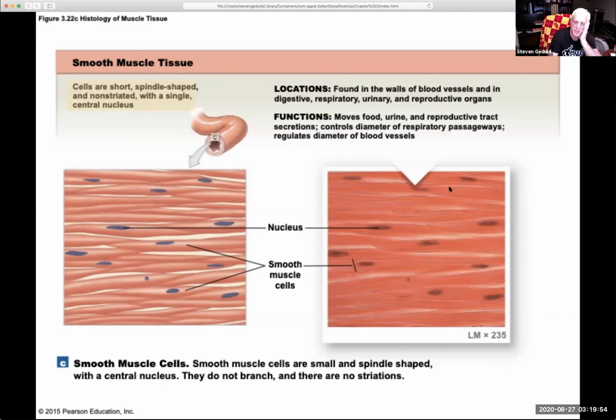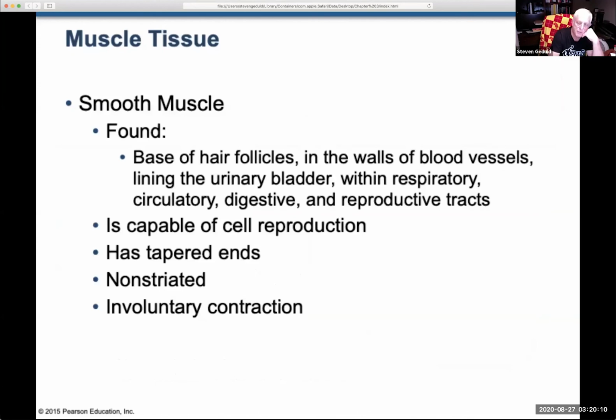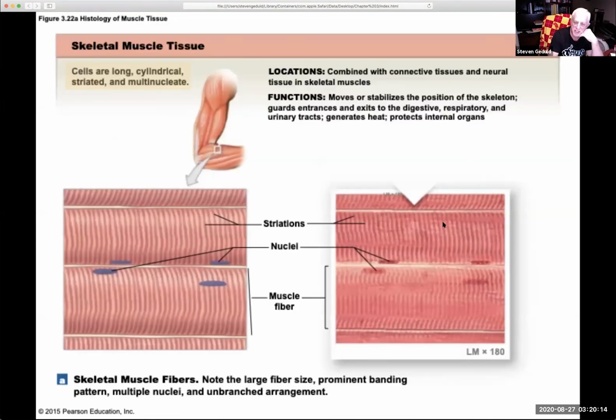They come to tapered ends, and there are no striations, no lines running up and down. Okay, everybody see that? No striations. You can tell the difference between this one and, okay, look at this slide right here. Remember what it looks like. Go back, right here. See the difference? This has striations, lines going up and down. This one does not. Okay, that's smooth muscle.